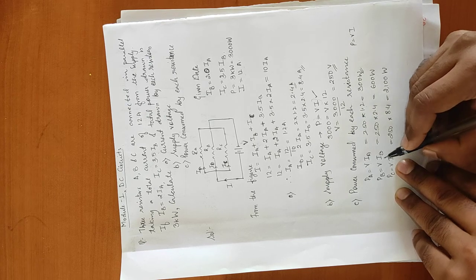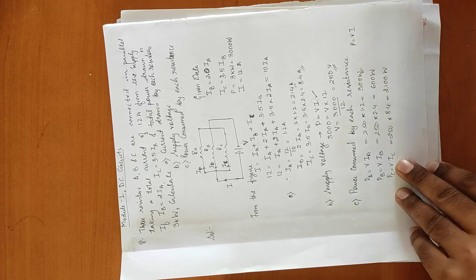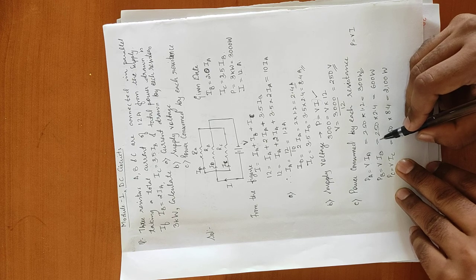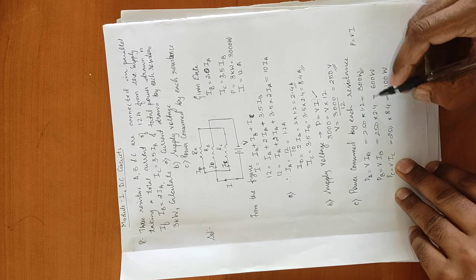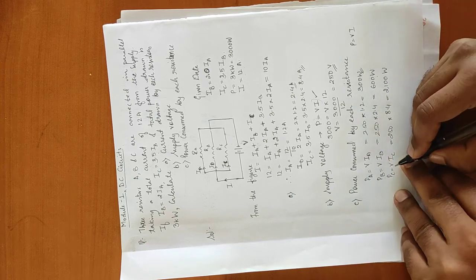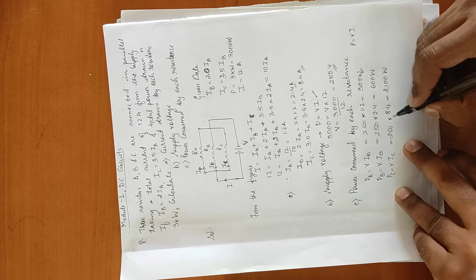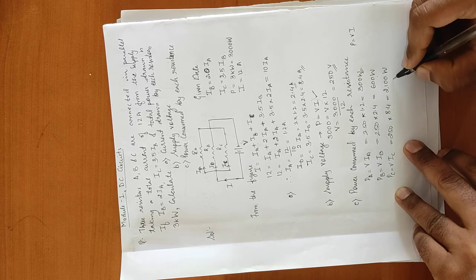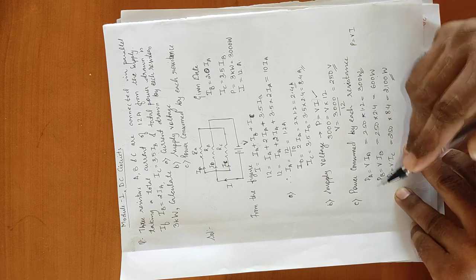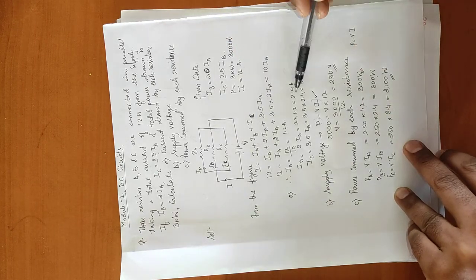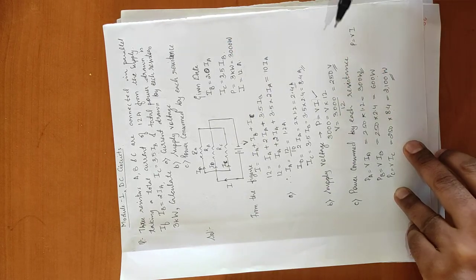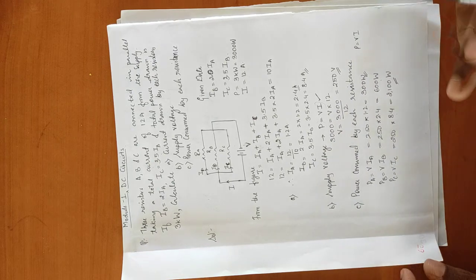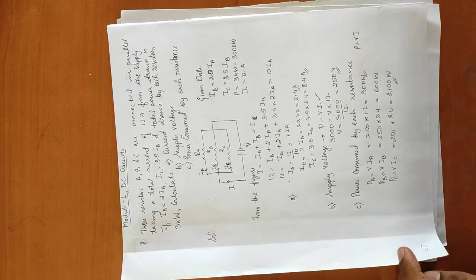Similarly, PB is equal to V into IB, and the equation is 250 into 2.4. The answer is 600 watt. PC is equal to V into IC, that is 250 into 8.4. The answer is 2100 watt. So this is how we calculate the current drawn, the supply voltage and the power consumed by each resistance. Now let's look at some other problem.